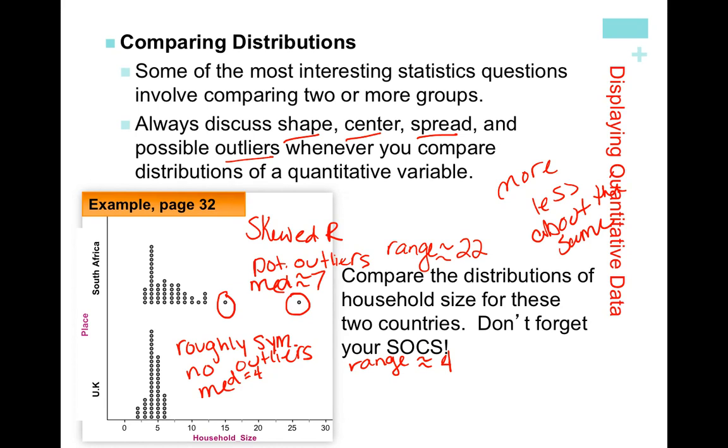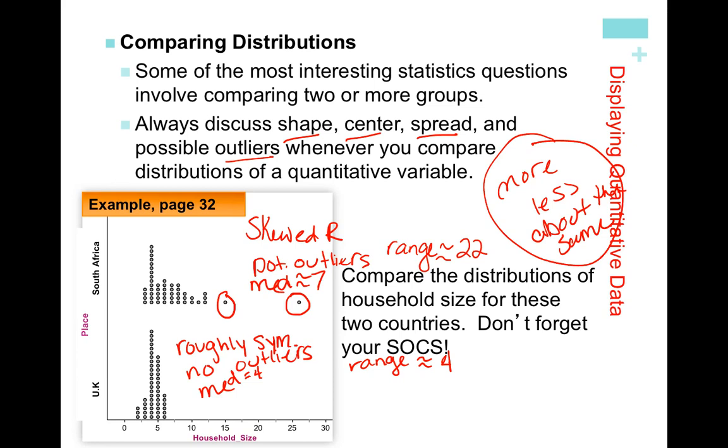So in terms of comparing those distributions and making sure that we're doing that using our comparative words that I have over here, we would say something like: the distribution of household sizes in South Africa is skewed to the right, where in the UK, the distribution is roughly symmetric. The distribution in South Africa has 2 potential outliers, and we can identify those. We can say at about sizes of about 14 and 25.